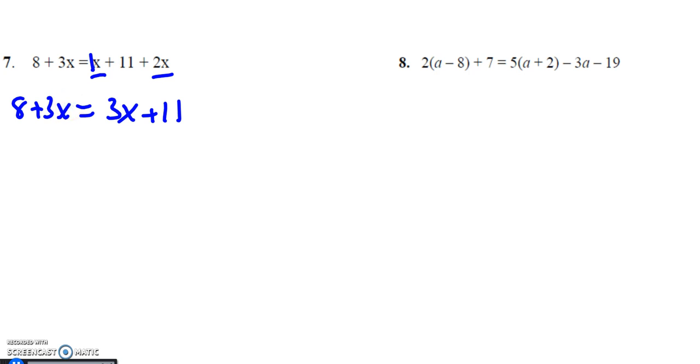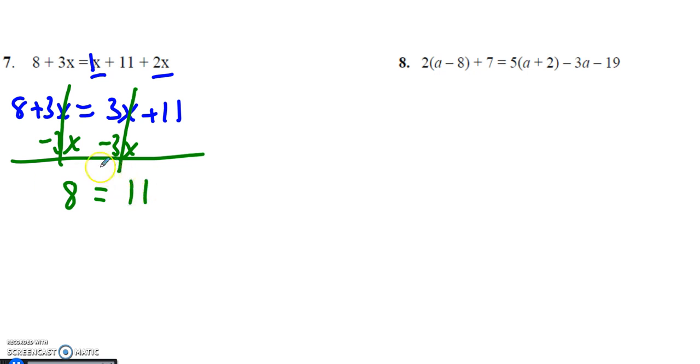Now, if any of you followed the same idea that we've been doing, you might have subtracted the 3x over to the other side. And you might have noticed, okay, this is canceled out like we've been doing so far. But some of you might have said, wait a second, 3x minus 3x cancels again. So on this side, I'm only left with 8 equals 11. And if I said in front of the class, guys, 8 equals 11, I hope you would look at me like, you're crazy. That's not true. 8 does not equal 11.